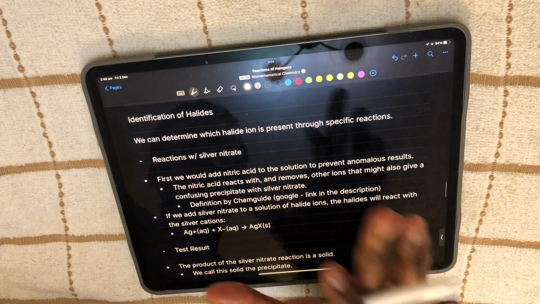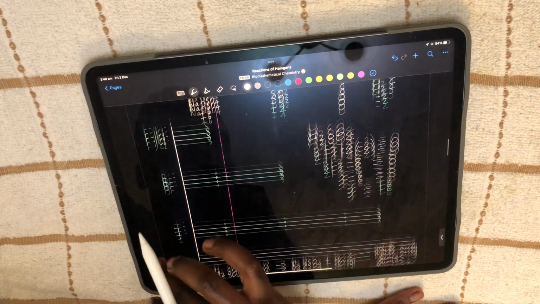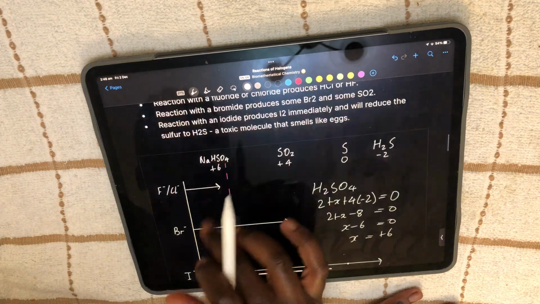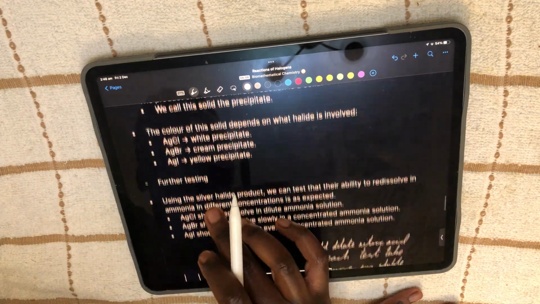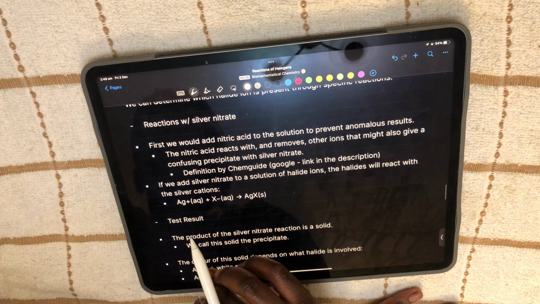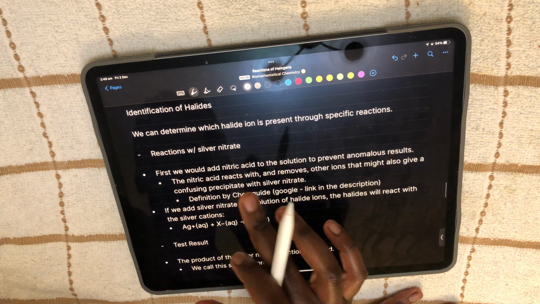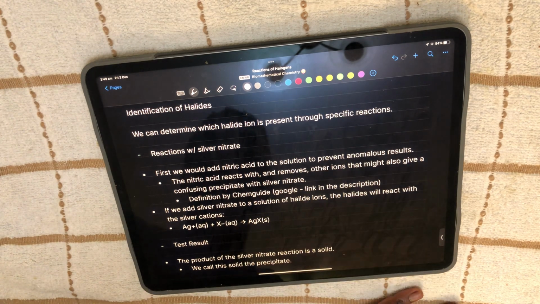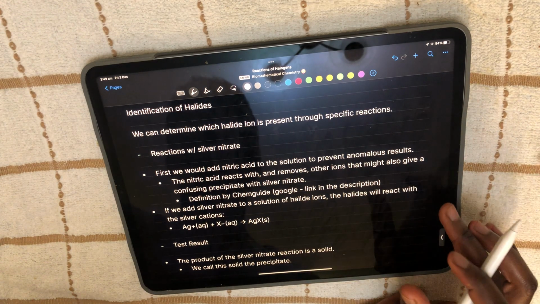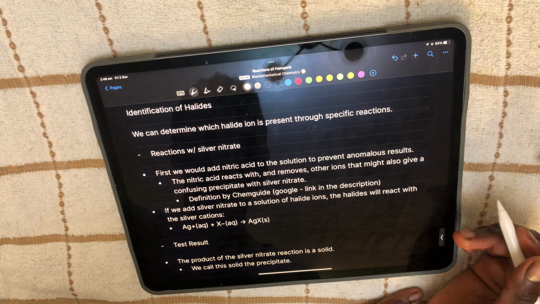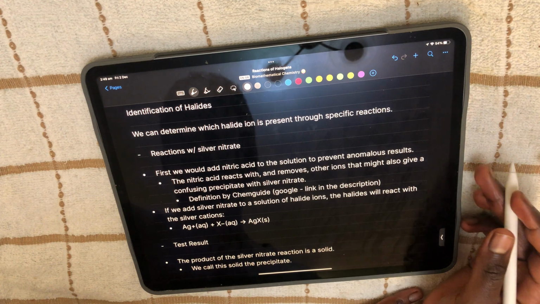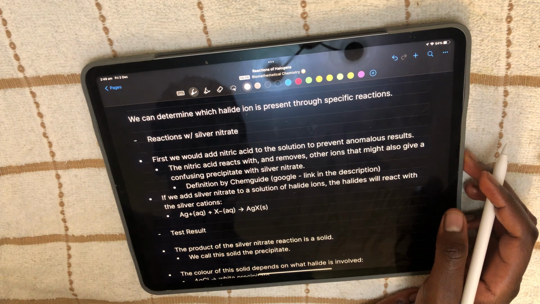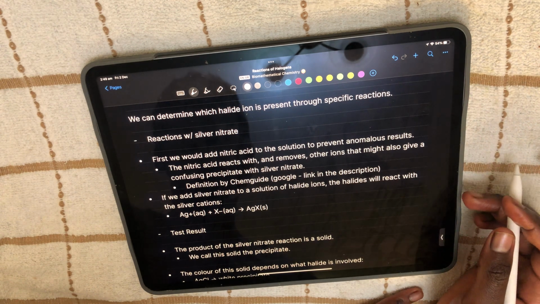So these two I said before. So reaction with sulfuric acid and displacement reactions are 2 ways that you can identify halogens. The third way that you should know is by identification of halides. We can determine which halide ion is present for specific reactions, and the reaction that we do is with silver nitrate. So first we would add nitric acid to the solution to prevent anomalous results.